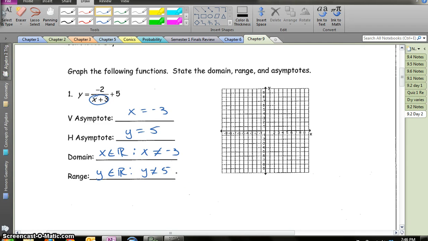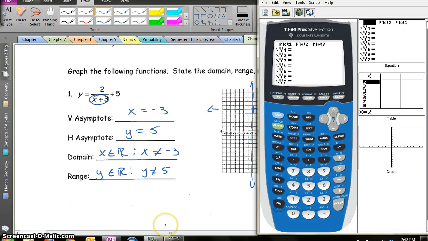So when we draw our graph, our vertical asymptote is at x equals -3. My horizontal asymptote is at y equals 5. And then go ahead and take your calculator. In our y equals menu, we have -2 divided by parentheses x plus 3, plus 5. And graph.